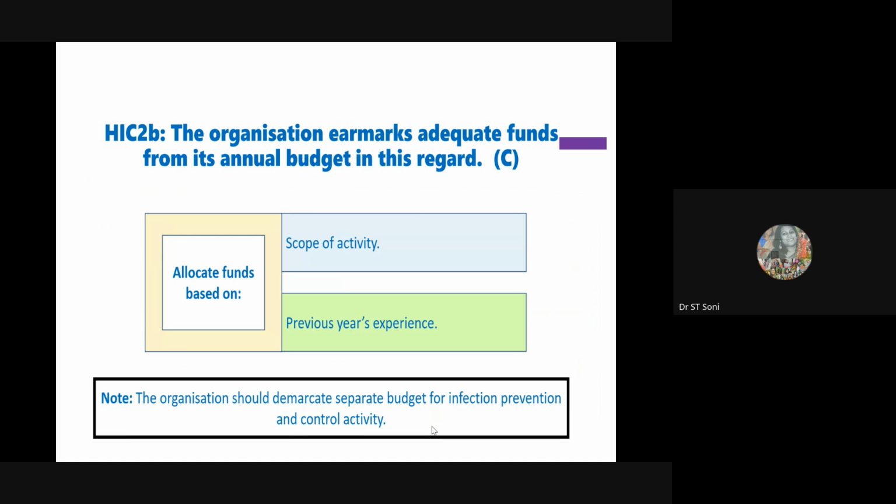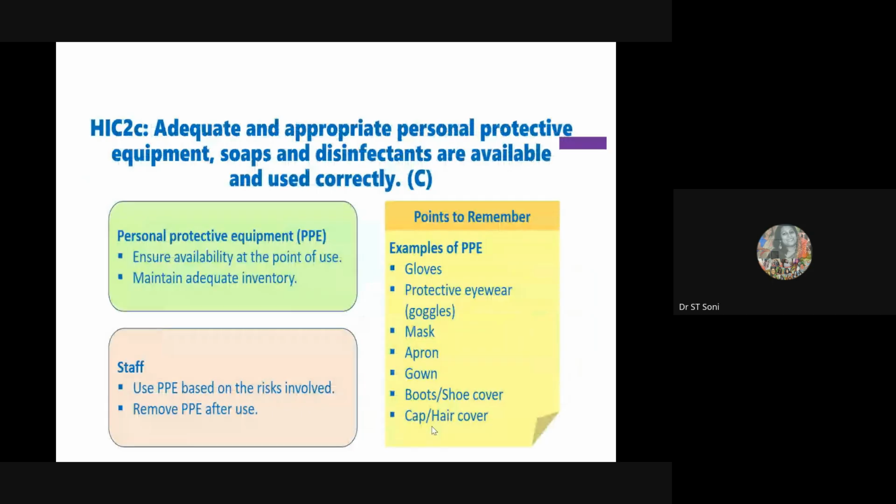So for a private organization, depending upon the previous year's experience, they allocate a budget for infection control, earmark it, and allocate it. And the management should supply adequate, appropriate personal protective equipment, soaps, and disinfectant, available at the right places to be used correctly.